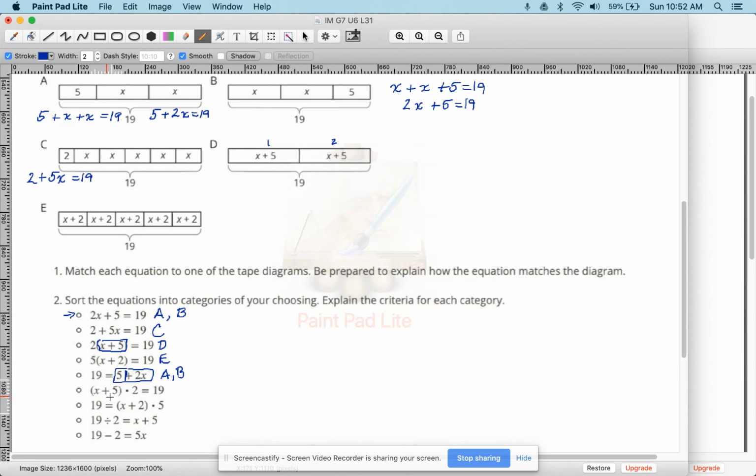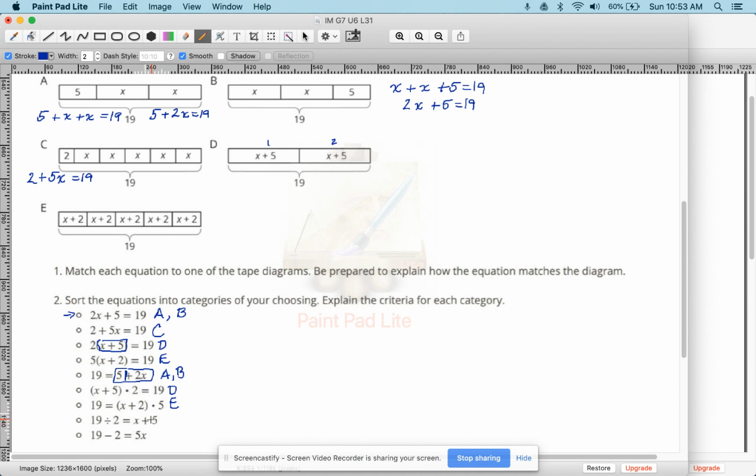The next one says x plus 5, so we need something with just this x plus 5, and they're multiplying it twice. So x plus 5 2 different times, and we saw earlier that that is D. Okay, it looks like they're reversing that 19 again. They're putting the 19 on the left instead of on the right, and they have x plus 2 5 different times. Well, the only one that's had x plus 2 5 different times is E. So as you can see, it doesn't matter if the 19 is on the left side or the right side, the expressions or the equations are still going to be equal.